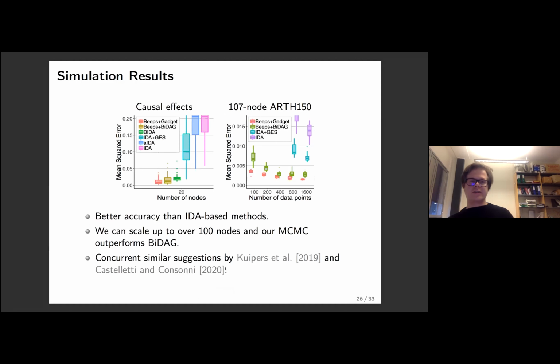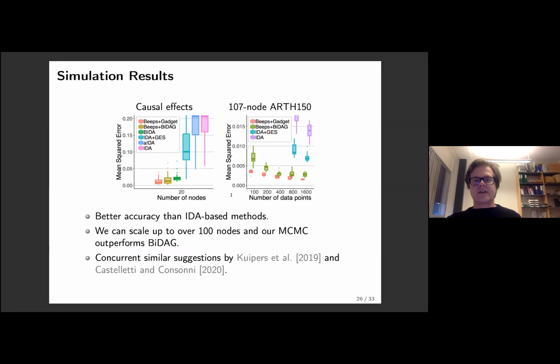When we look at simulation results at larger scale, here we had 20 nodes, and we looked at the output of each method and compressed them to the mean value, and then looked at the mean squared error over all the marginal causal effects. And here we see the Bayesian methods just dramatically outperform the non-Bayesian ones. This peeps plus gadget is our method in this NeurIPS paper. We noticed that it's a bit better than the BIDA method that employs exact computation, because the estimator for the causal effect seems to be a little bit better.